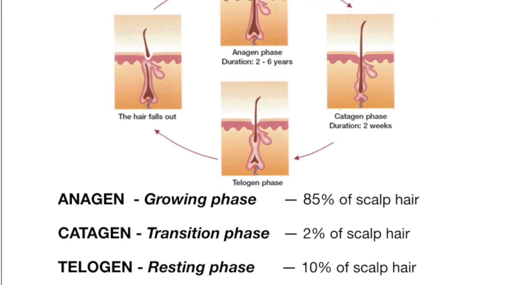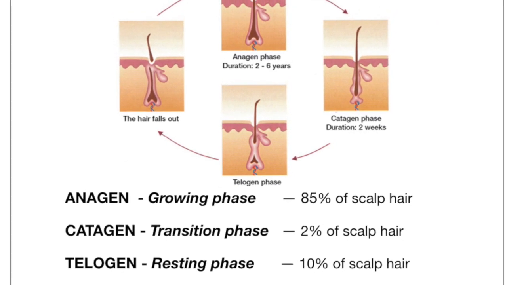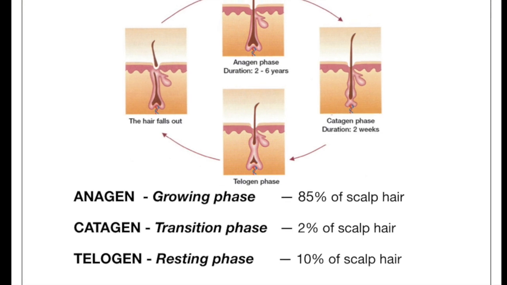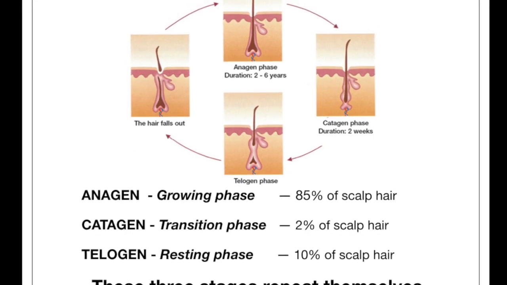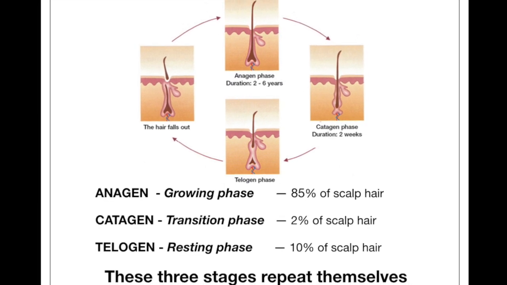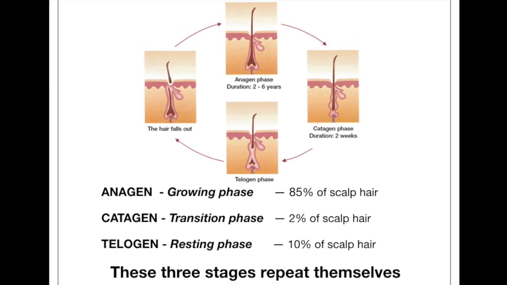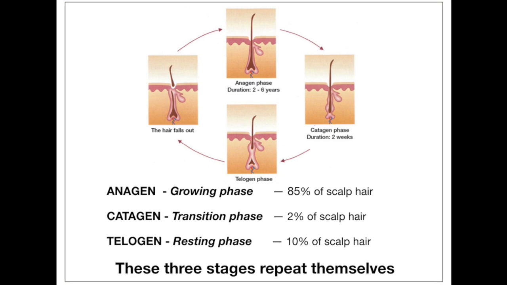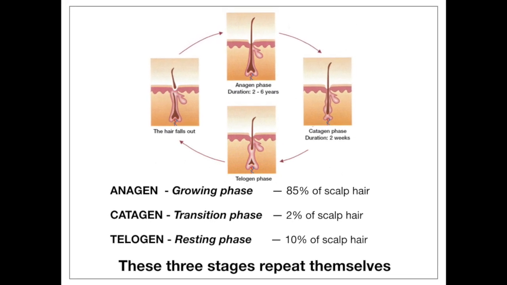Anagen, or the growing phase, represents about 85% of the scalp hair at any given time. Catagen is about 2% of the scalp hair, and telogen, or resting phase, about 10% of the scalp hair. And these 3 stages repeat themselves.